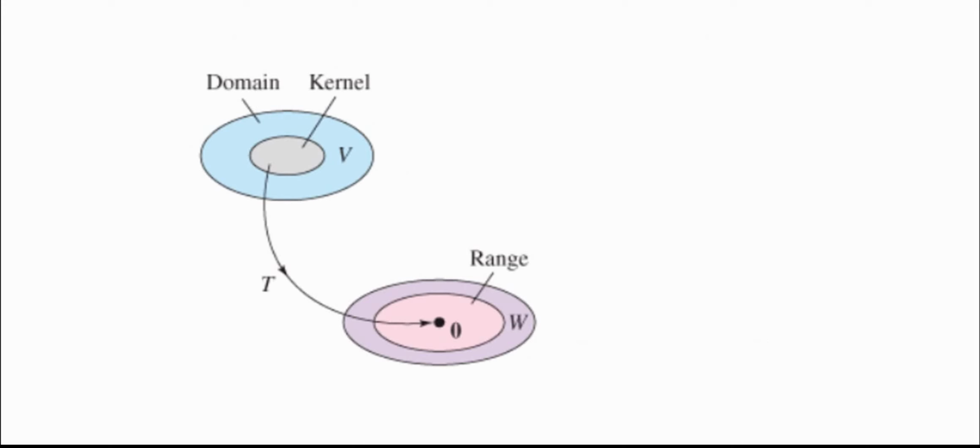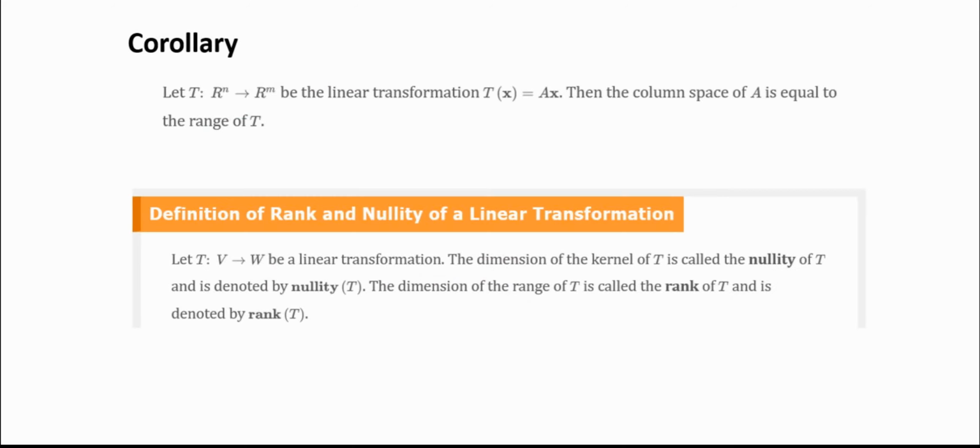So here's just a graphic image of that. The kernel is a subset of the domain, and the range is a subset of the codomain. Sometimes we make an error in our terminology by saying that the range is the codomain. When that happens, then you're really talking about an onto function. We'll see in just a moment.